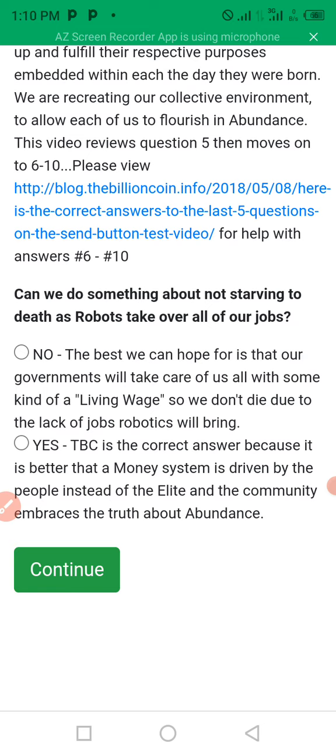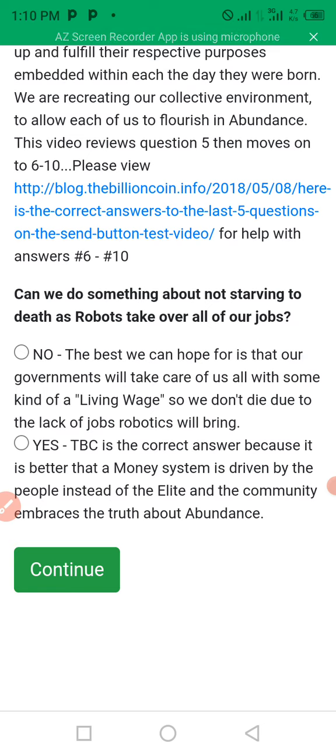Answer number 1 says no. The best we can hope for is that our government will take care of us all with some kind of living wage, so we don't die due to the lack of jobs from robots. That is fake. Don't expect anything good from that evil government.